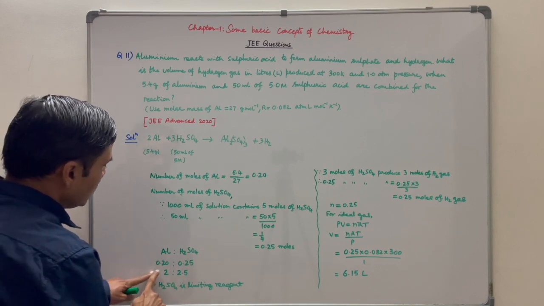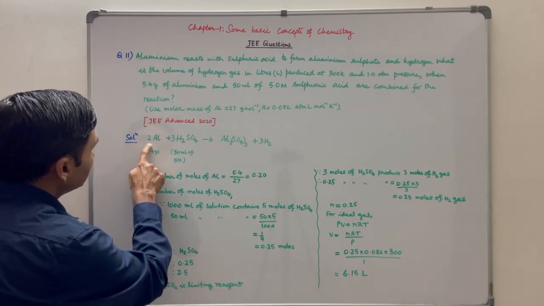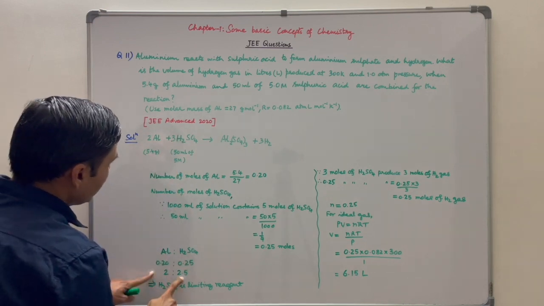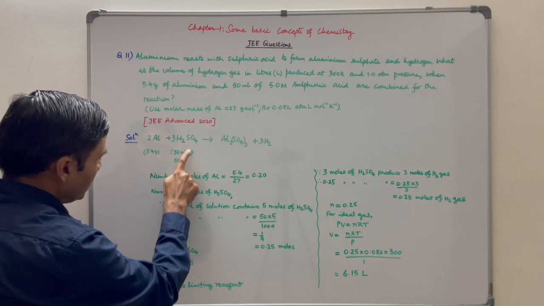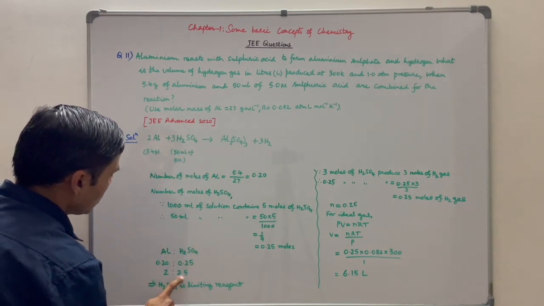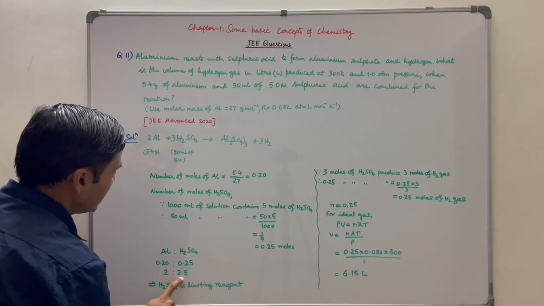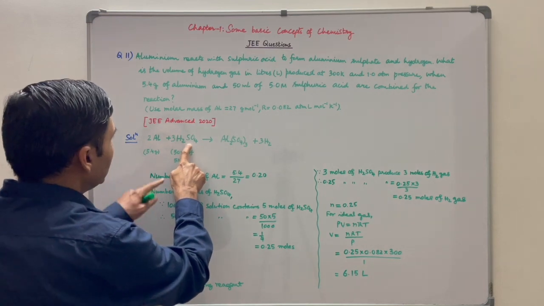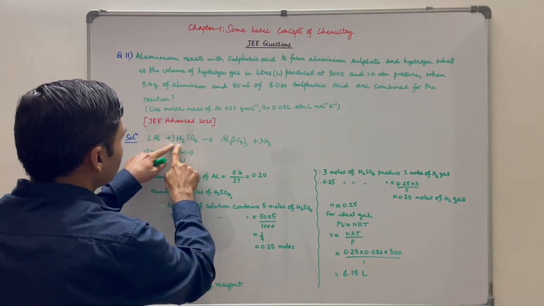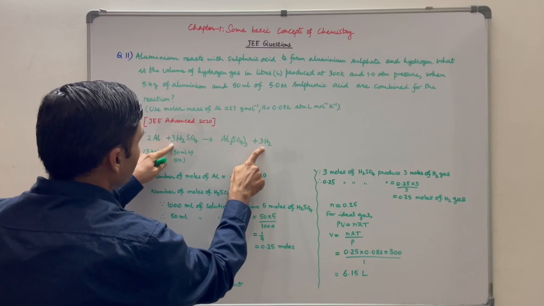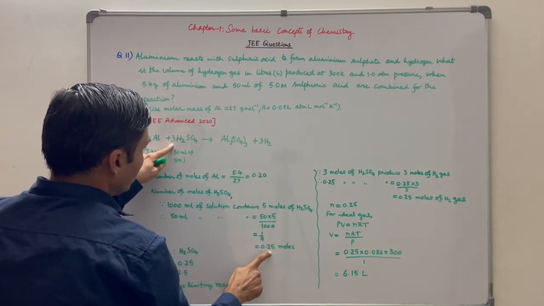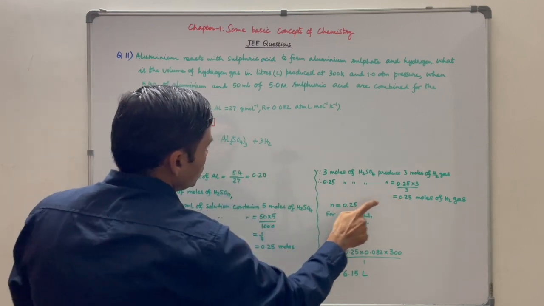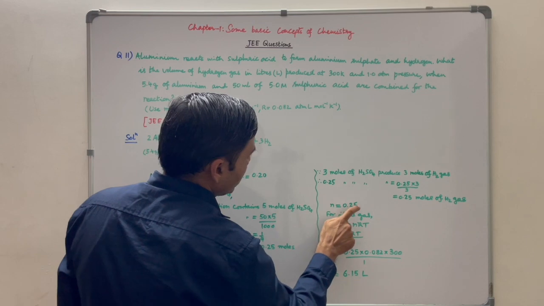What it means is 2 moles of aluminium need 3 moles of H2SO4 to completely combine. But only 2.5 moles of H2SO4 are available. So H2SO4 is short, means H2SO4 is limiting reagent. So our further calculation will be based on limiting reagent. Now we will say that 3 moles of H2SO4 produce 3 moles of hydrogen gas. So 0.25 moles of H2SO4 will produce 0.25 moles of H2 gas. So our n is equal to 0.25.